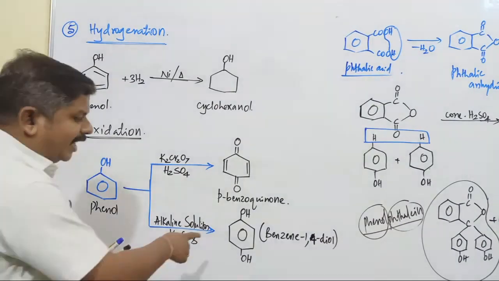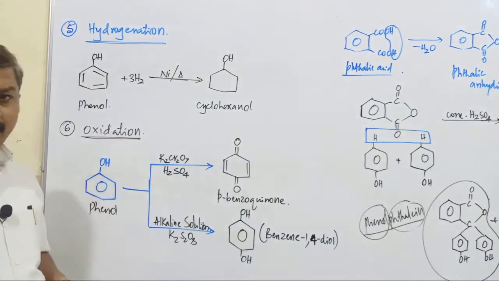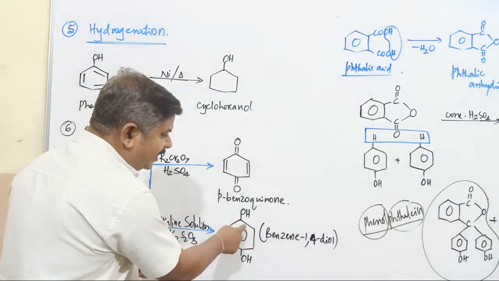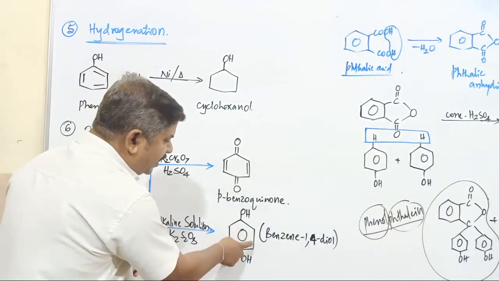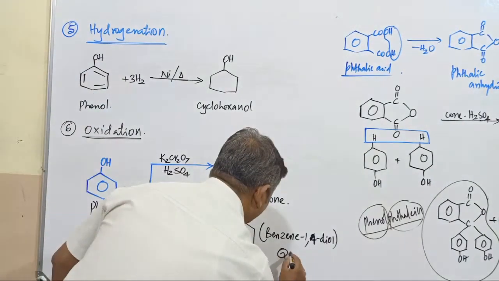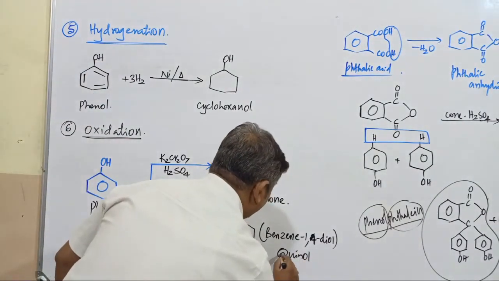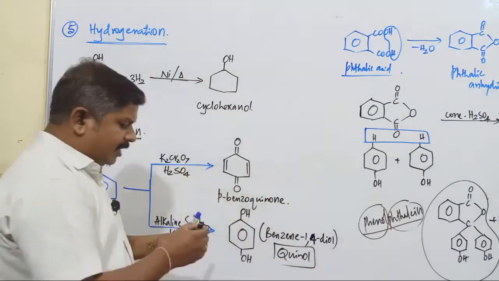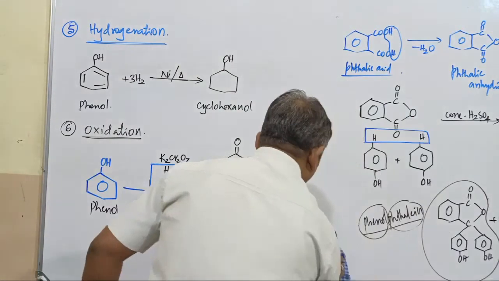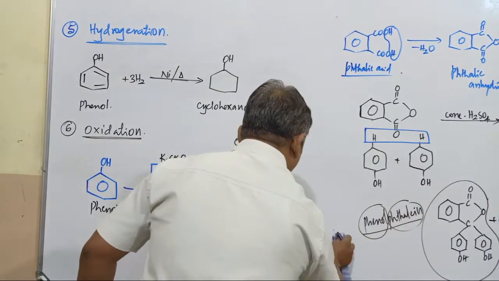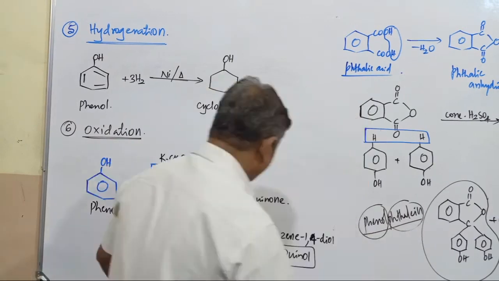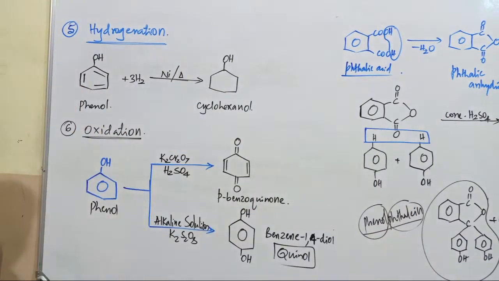Whether it is called catechol or resorcinol or quinol: if OH is present at 1,2 position it is called catechol. If it is 1,3 it is called resorcinol. If it is 1,4 it is commonly known as quinol compound. Common name is quinol and IUPAC name is what? Benzene 1,4 diol compound. So this is the formation of two different products during the process of what? Oxidation of this particular phenol.